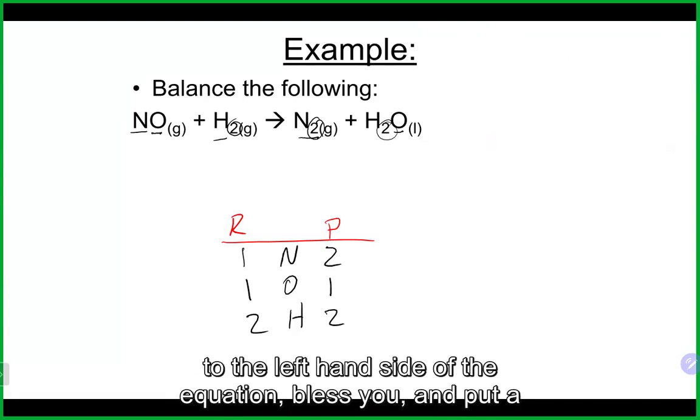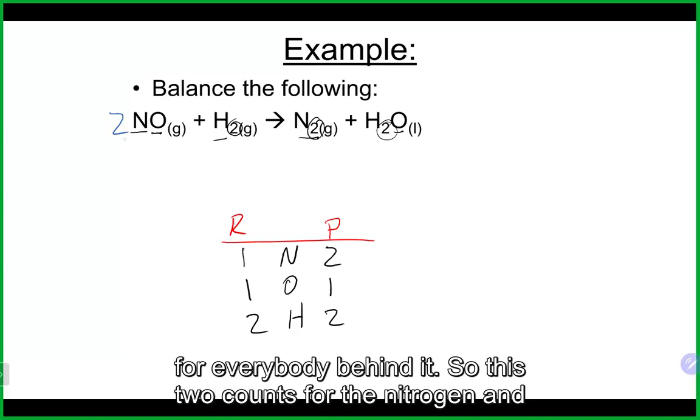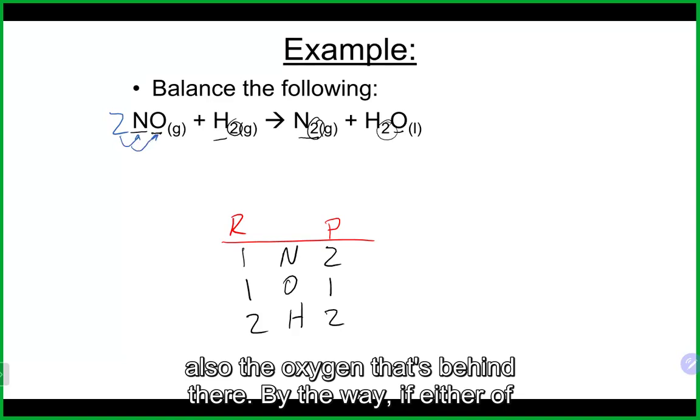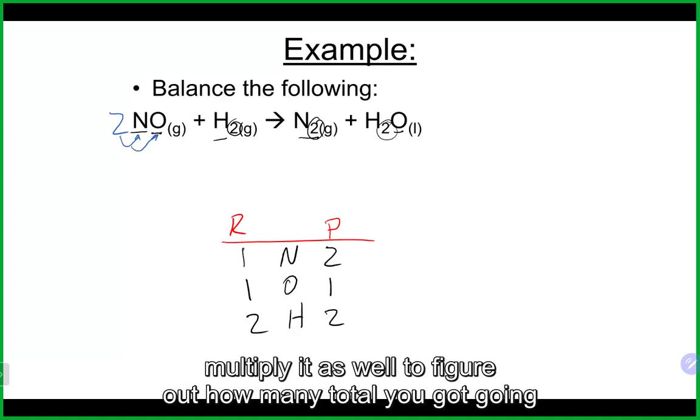So I'm going to go to the left-hand side of the equation, bless you, and put a 2 in front of it. When I put the 2 in front, it does count for everybody behind it. So this 2 counts for the nitrogen and also the oxygen that's behind there. By the way, if either of those had a little number on the bottom, you would have to multiply it as well to figure out how many total you got going on.